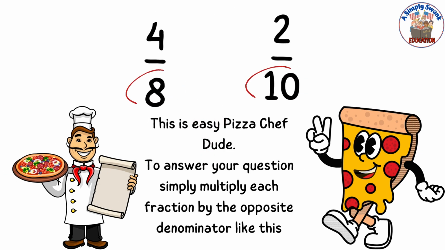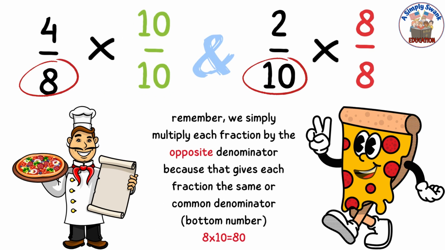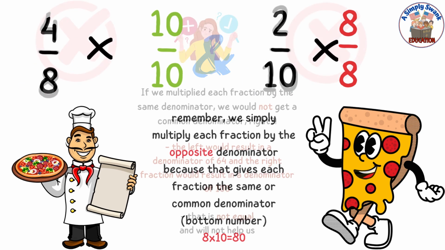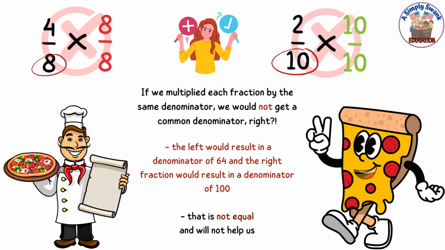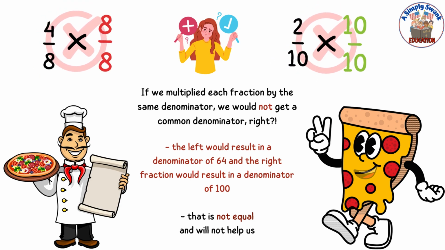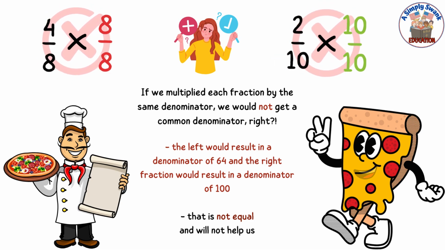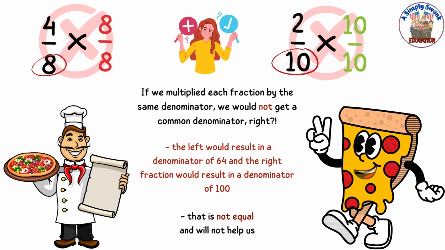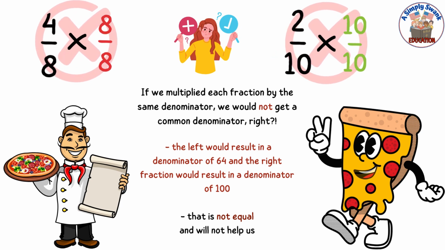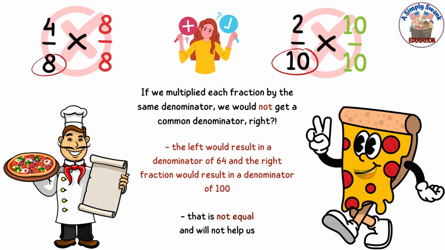To answer your question, simply multiply each fraction by the opposite denominator like this. Remember, we simply multiply each fraction by the opposite denominator because that gives each fraction the same common denominator, which is the bottom number. 8 times 10 is 80. If we multiplied each fraction by the same denominator, we would not get a common denominator, right? The left would result in a denominator of 64, and the right fraction would result in a denominator of 100. That is not equal and will not help us.